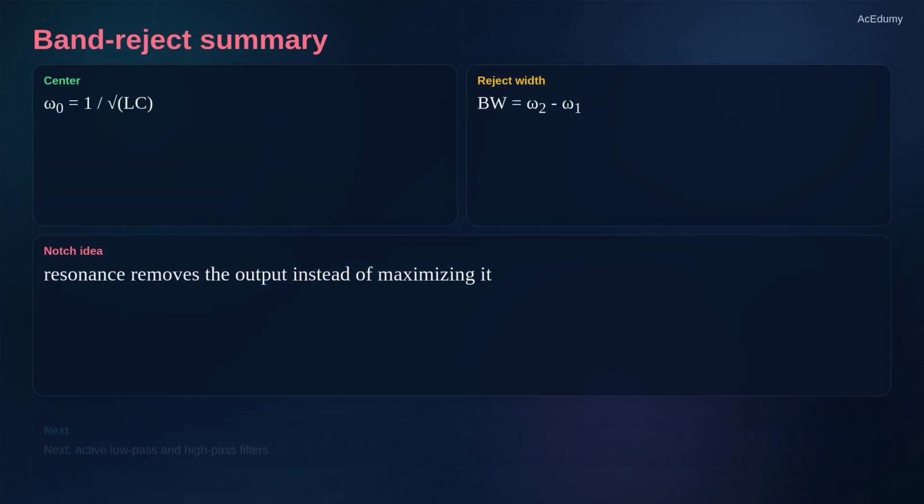Summary. A band reject filter passes both sides and removes the middle. A narrow band reject filter is a notch filter. A series LC shunt branch gives a clean passive notch example. The same resonance formula sets the center, while loading and losses decide how deep and how wide the rejection becomes.